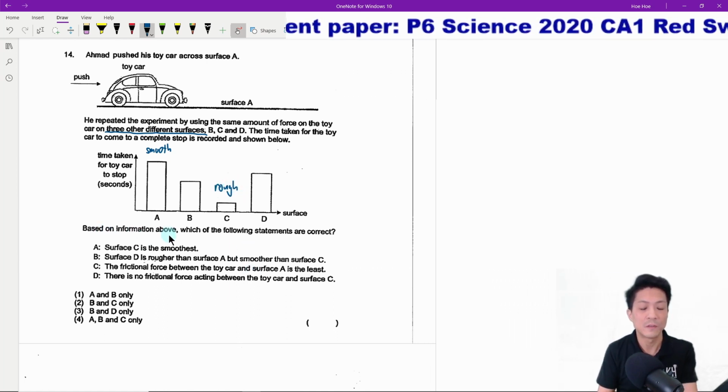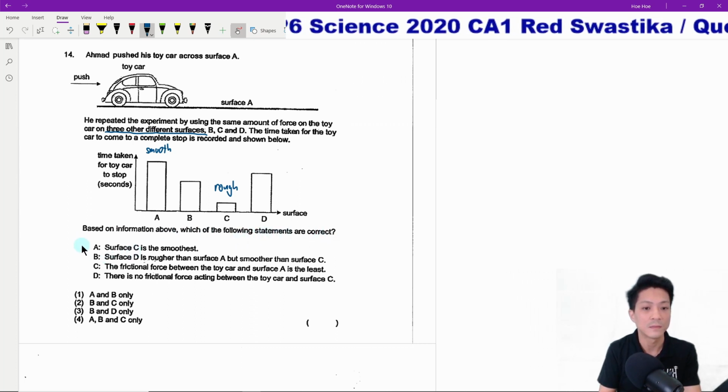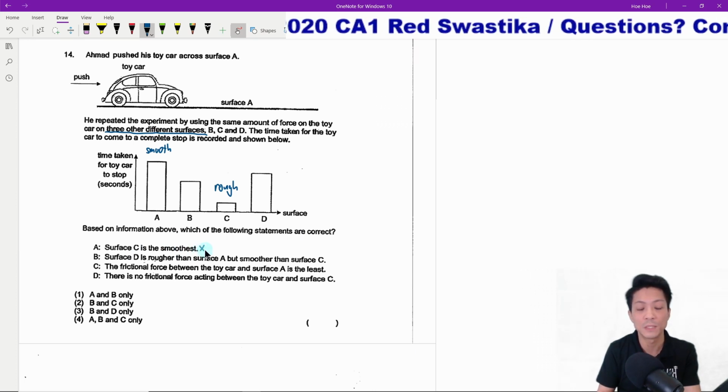Based on the information above, which of the following statements are correct? Surface C is the smoothest. Probably not.